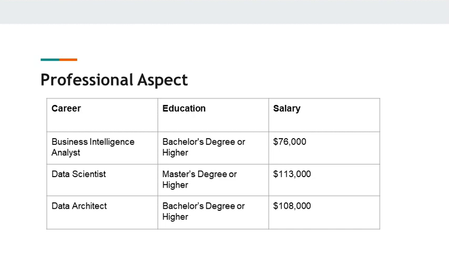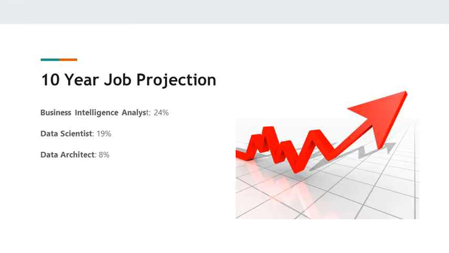Some of the top results that we were able to conclude were business intelligence analysts, data scientists, and data architects. Now most of these are just bachelor's degrees. A data scientist may be required to have a master's degree, and sometimes even a data architect might be required to have a master's degree, depending on the position and the company and what they require. And a lot of these salaries are $75,000 and above, with data science being well over that at $113,000.